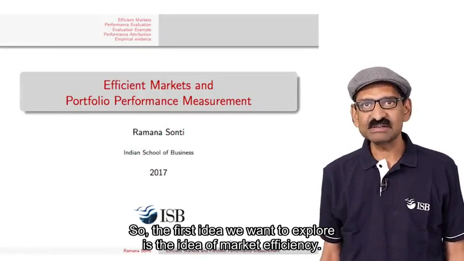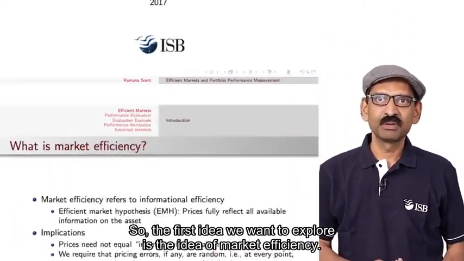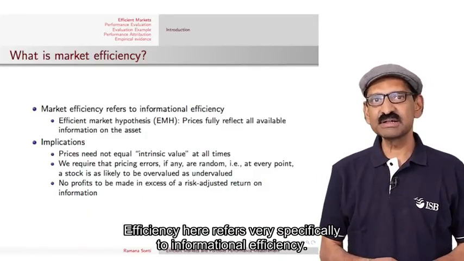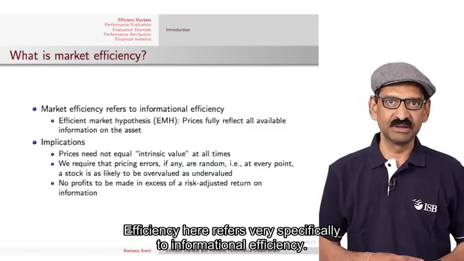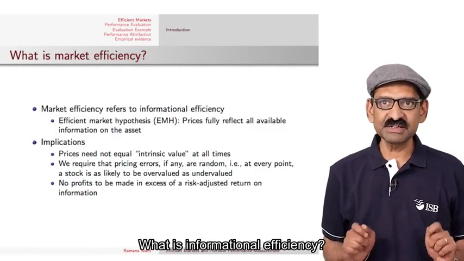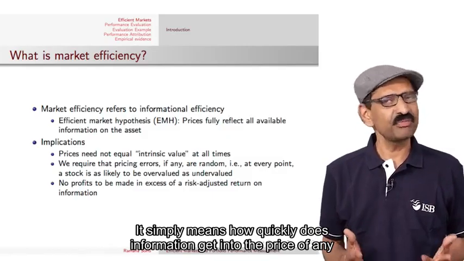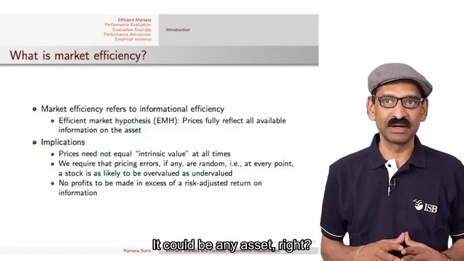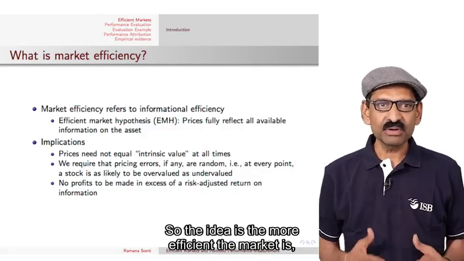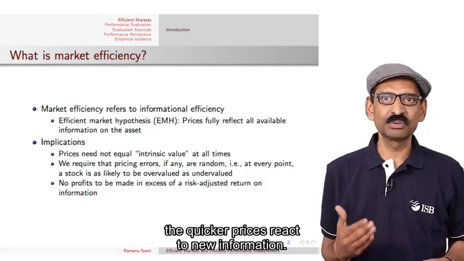So, the first idea we want to explore is the idea of market efficiency. What is efficiency? Efficiency here refers very specifically to informational efficiency. What is informational efficiency? It simply means how quickly information gets into the price of any asset. It doesn't have to be a stock or a bond, it could be any asset. So the more efficient a market is, the quicker prices react to new information.